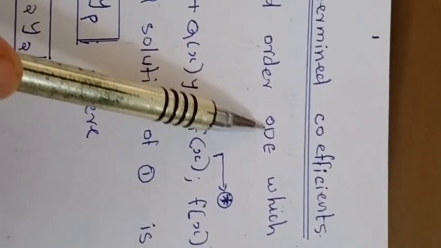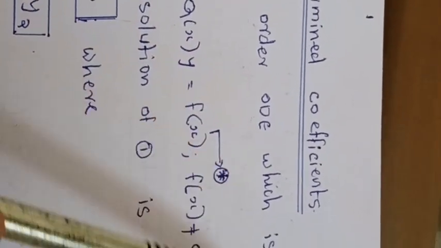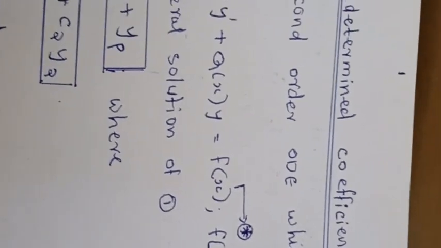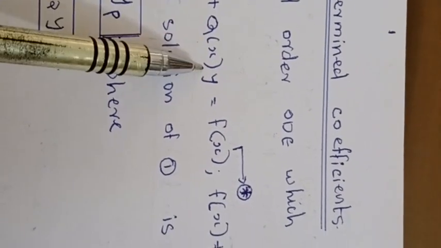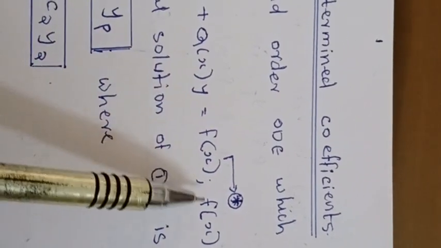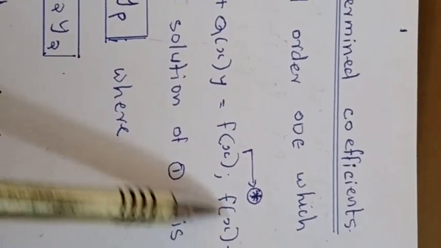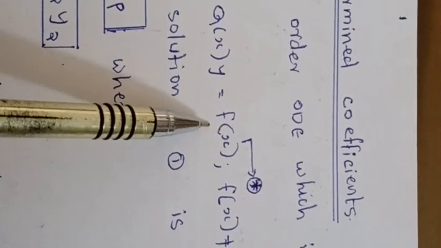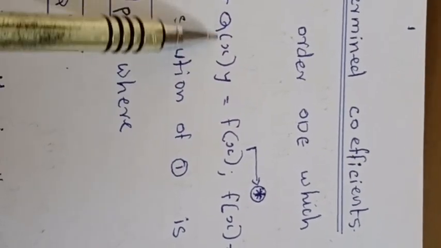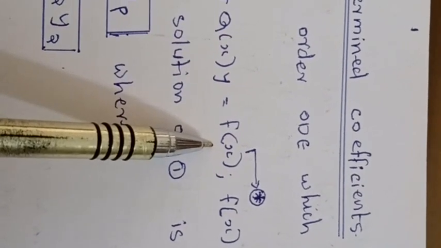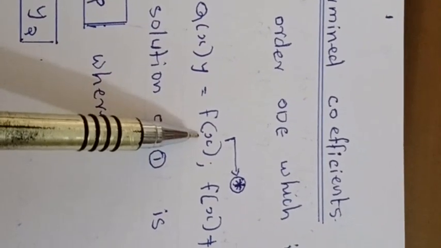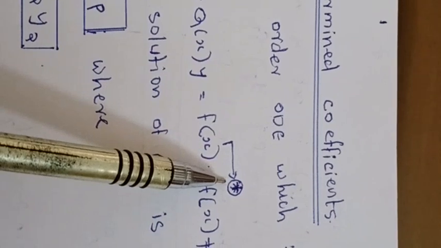Method of undetermined coefficients. Consider the second order ordinary differential equation. ODE means ordinary differential equation, which is non-homogeneous. That is y'' + p(x)y' + q(x)y = f(x), where f(x) is not equal to 0. Why do we have this condition? We know when f(x) equals 0, then this differential equation becomes homogeneous. So now we are considering a non-homogeneous ordinary differential equation, and let me denote this by equation star.